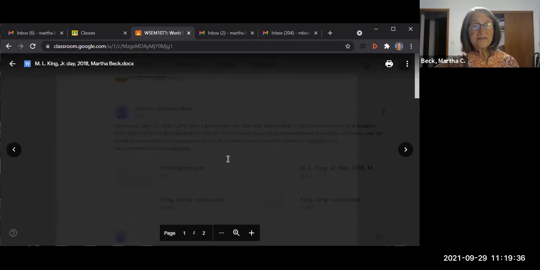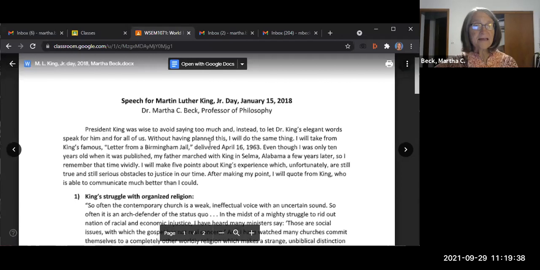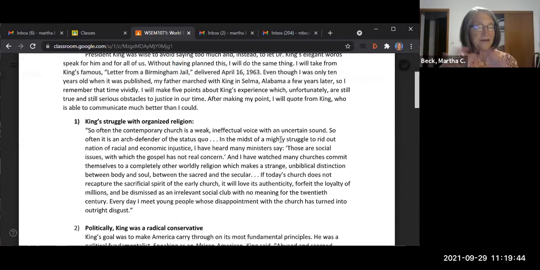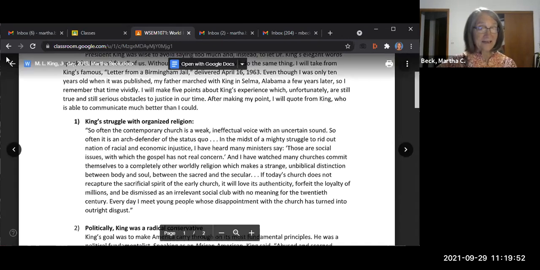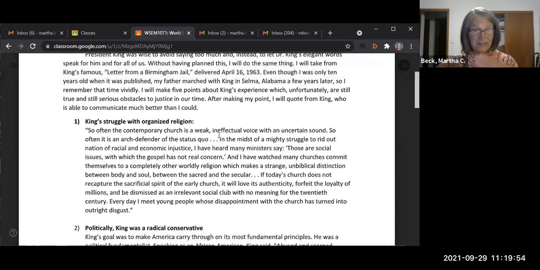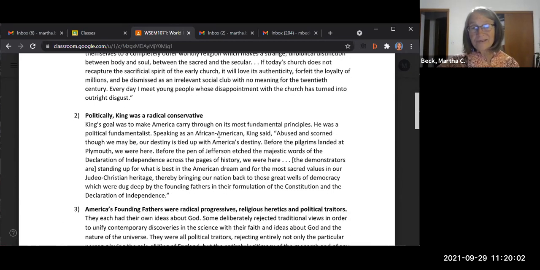Okay, and then one other thing, there are some themes. I gave this little speech on Martin Luther King Day, but here's just a pattern. Each paragraph has some patterns. It was his struggle with organized religion supporting the status quo. So you can think about this in your own countries, in your own lives, in your own histories. He was a radical conservative to some extent because he really did think freedom and equality were worthwhile, and now he wants America to actually live up to its principles.